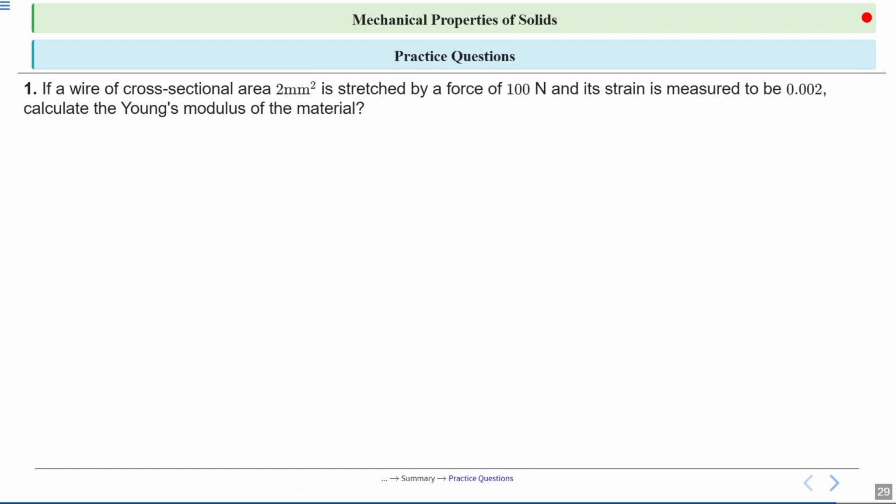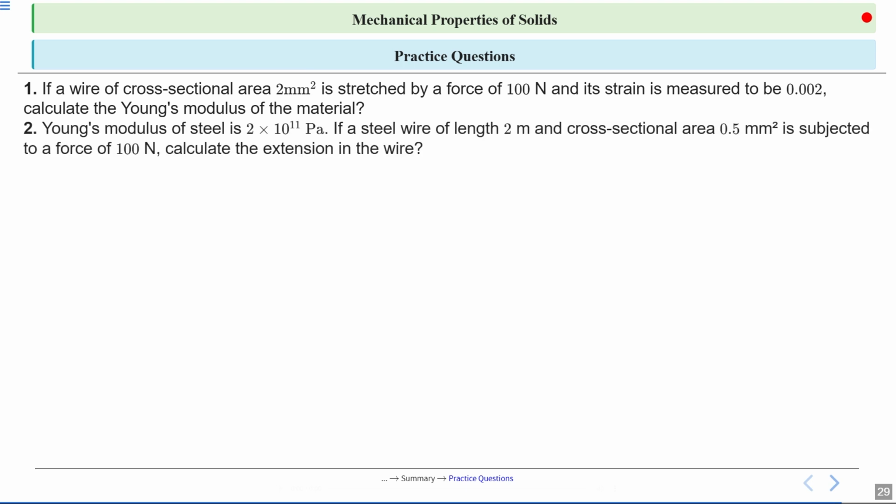Now, practice questions. First, if a wire of cross-sectional area 2 mm square is stretched by a force of 100 Newton and its strain is measured to be 0.002, calculate the Young's modulus of the material. Second, Young's modulus of steel is 2 into 10 raised to the 11 Pascal. If a steel wire of length 2 meter and cross sectional area 0.5 mm square is subjected to a force of 100 Newton, calculate the extension in the wire.